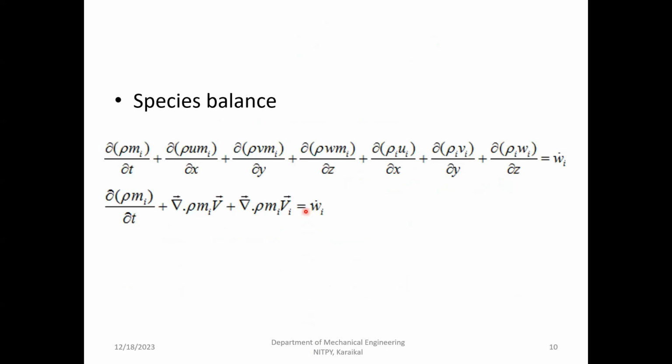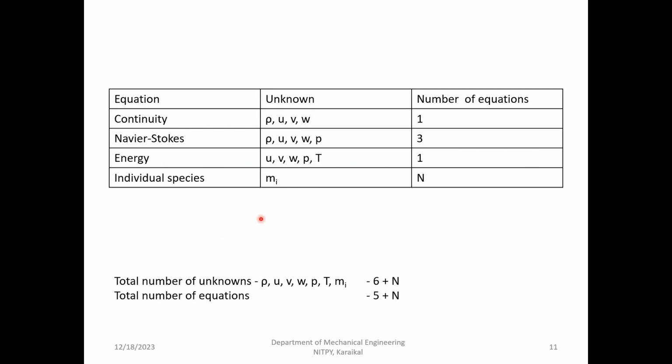Okay, I forgot about the species balance. When you're going to have chemical reactions or diffusion of species, we have multiple species coming into the picture. So you have the mass of individual species and the velocity in which they are going to move, how they are going to diffuse. So we can consider for individual species, the momentum and the continuity equations can be considered. Now this is going to be the equations and the unknowns we are going to have.